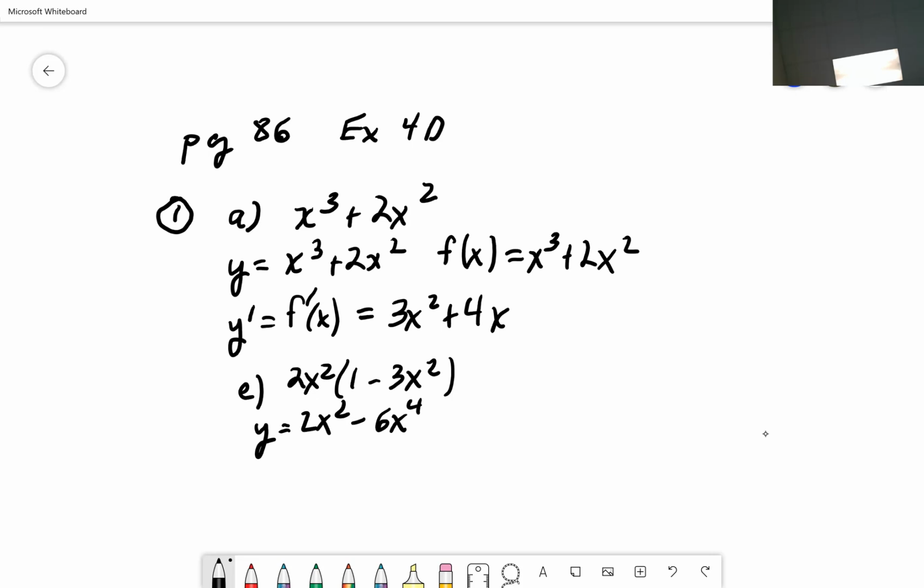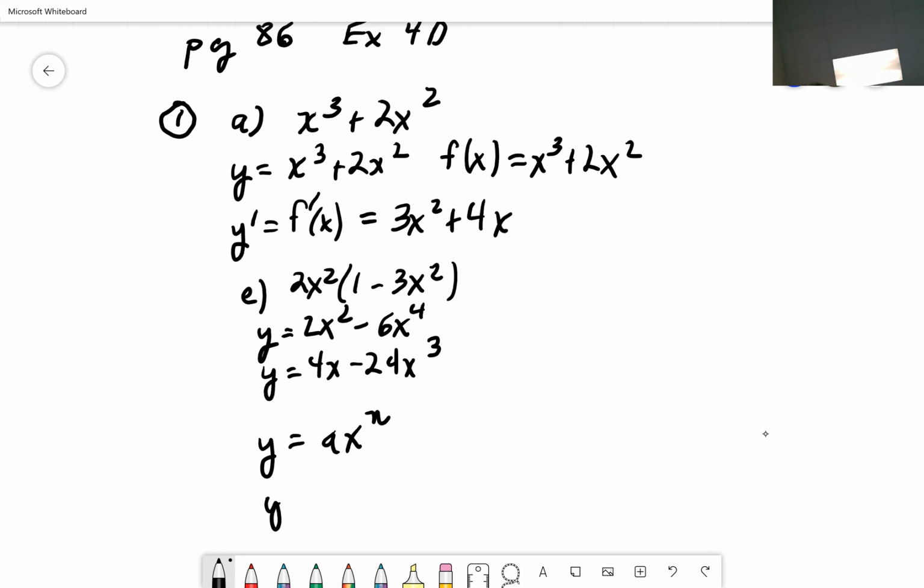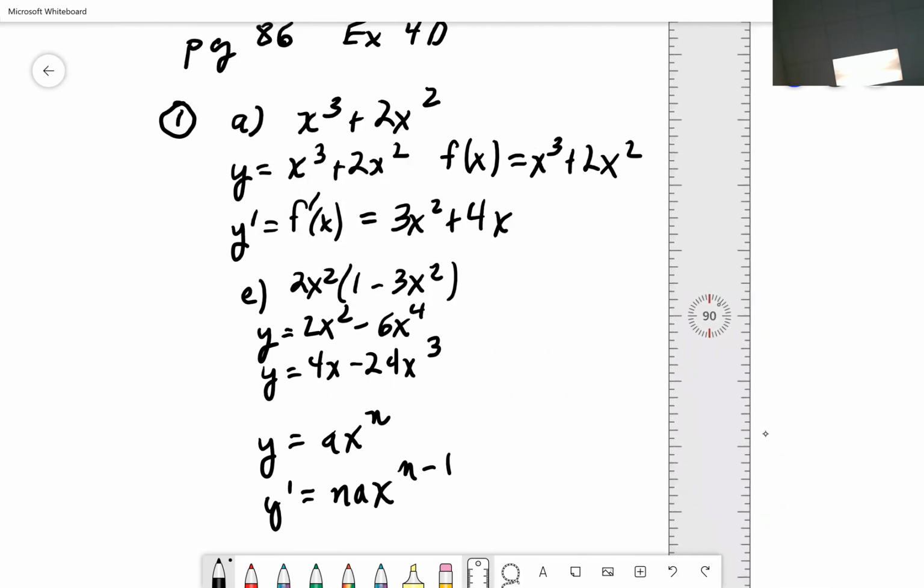Now you are in a position to go ahead and, from the rules that we know, because there are other rules that you can use to do this without having to expand. Those rules we might discuss, but 4x minus 24x to the third, that's how you apply the power rule. Remember, the power rule says that if you have a function y equals ax to the n, its derivative is nax to the n minus 1. So that's what we're constantly going to be using. Okay, any questions or concerns so far?